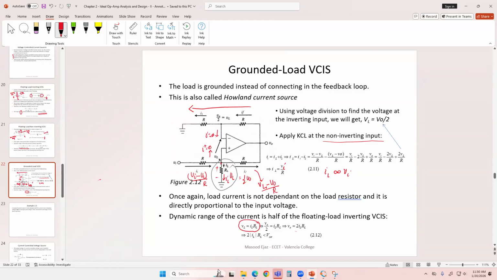So these are our 3 voltage controlled current sources that we have to discuss. And in these sources, your current is going to be dependent on the input voltage and irrespective of the load resistance.